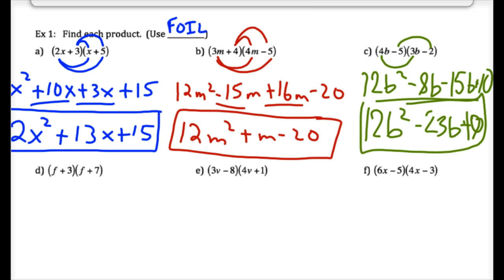Okay, Alex is going to do D. Wait, is it 2f or f squared? Great question. F squared. Way to be confident. It is f squared, because it's really 1f times 1f.